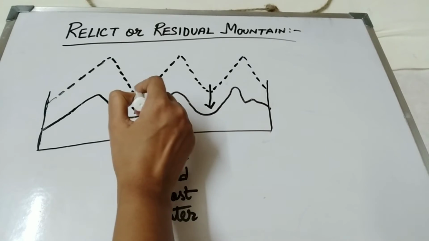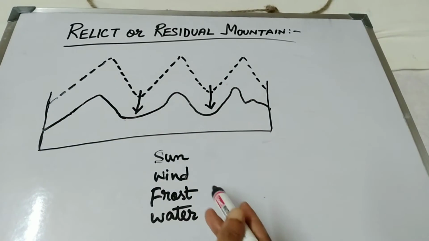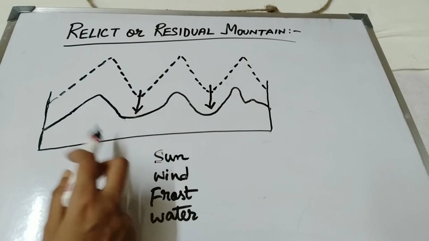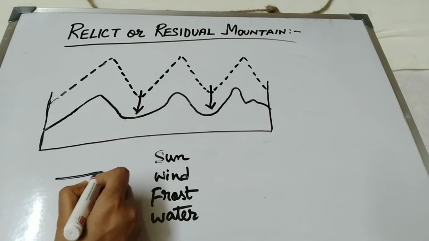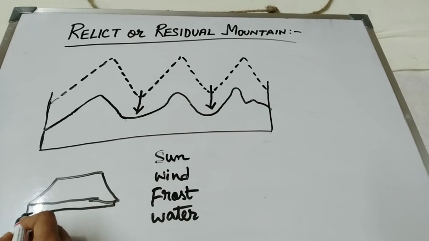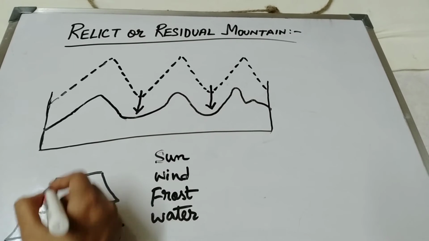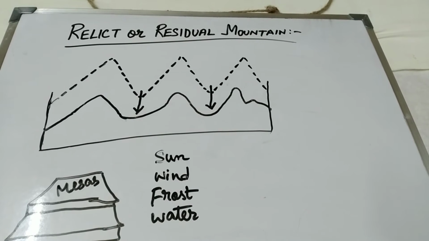You can see this is the main mountain formed, but it was eroded by the sun, wind, frost, running water or ice, any of the natural agents. The soft rocks are reduced and the hard rocks are left there. So it makes a relict or residual mountain. In high plateaus in arid regions, there is also a flat-topped resistant rock. These are called mesas.